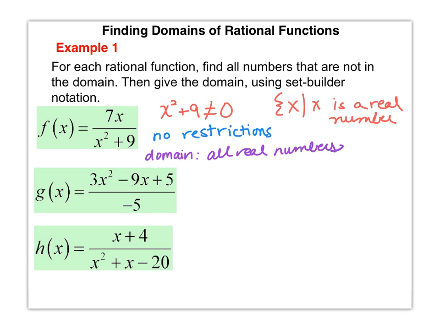So really any real number is part of the domain. There are no restrictions. Let's look at g of x. In g of x, our numerator is 3x squared minus 9x plus 5, and the denominator is negative 5. Again, we say that this has no restrictions here because there are no possible values of x that would make the denominator equal to 0. So we can use the same set builder notation here. The domain is all the x such that x is a real number.